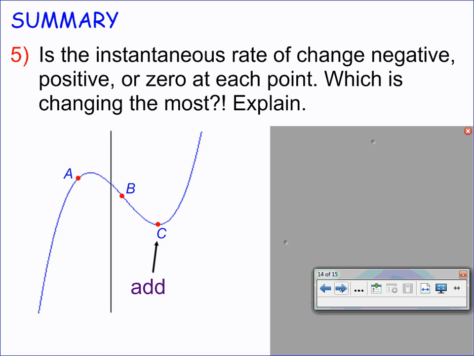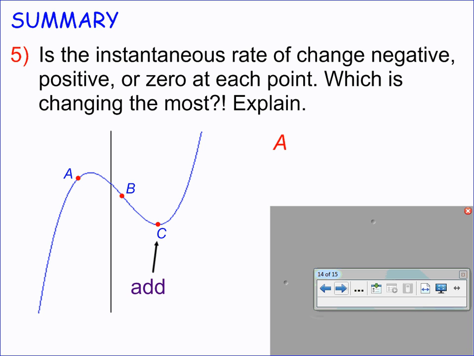All right, so our final ranking, here we go. Be ready, you're going to share with the class. Is the instantaneous rate of change negative, positive, or 0 at each point? So here we go. At letter A, 0, positive or negative slope? Go ahead and share with the class. Scott? Positive. I've got to go positive as well.